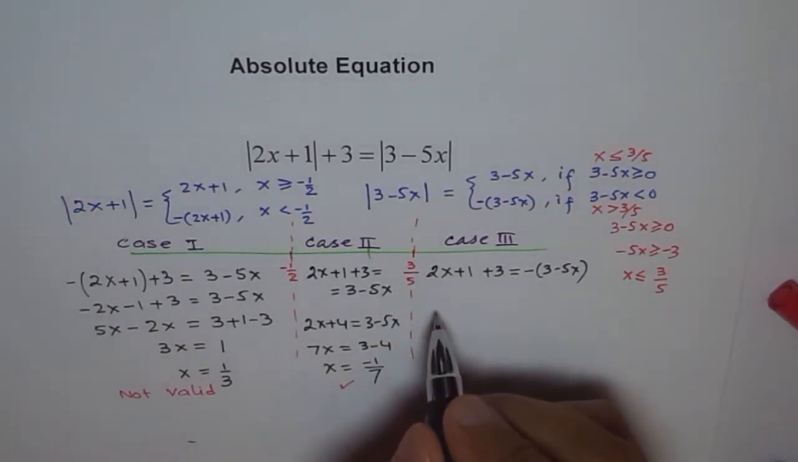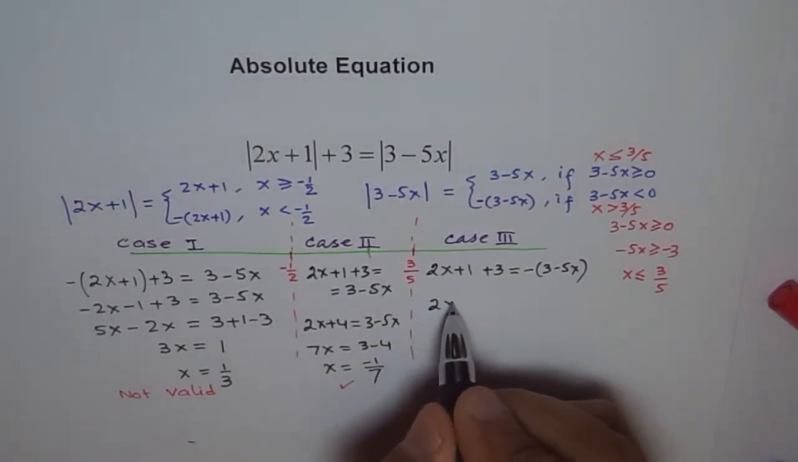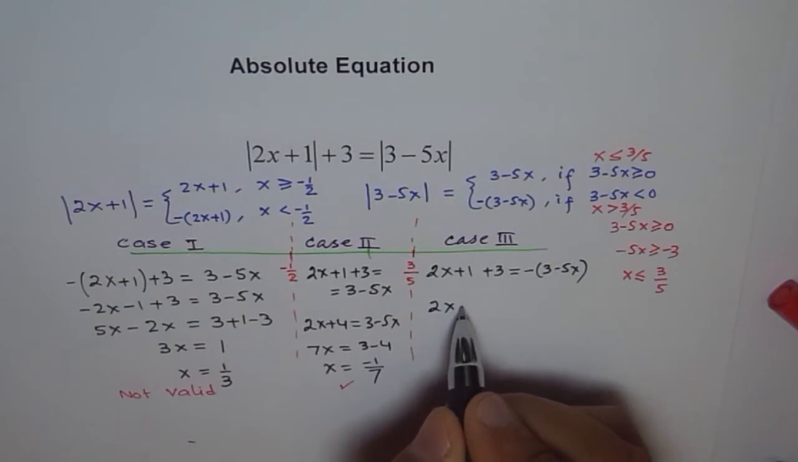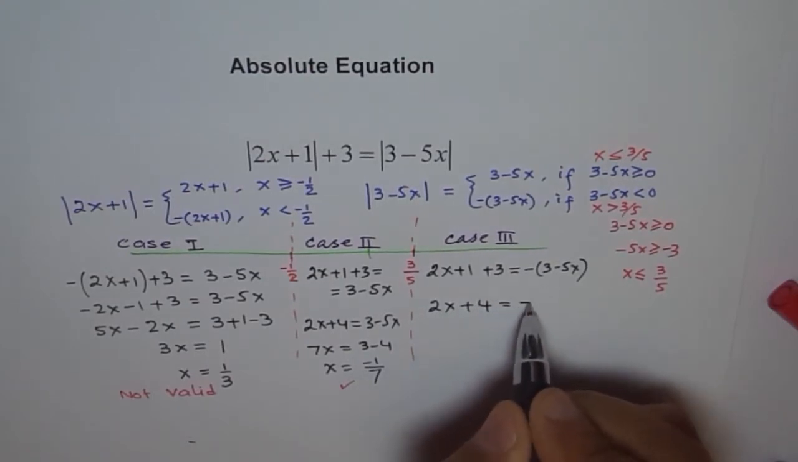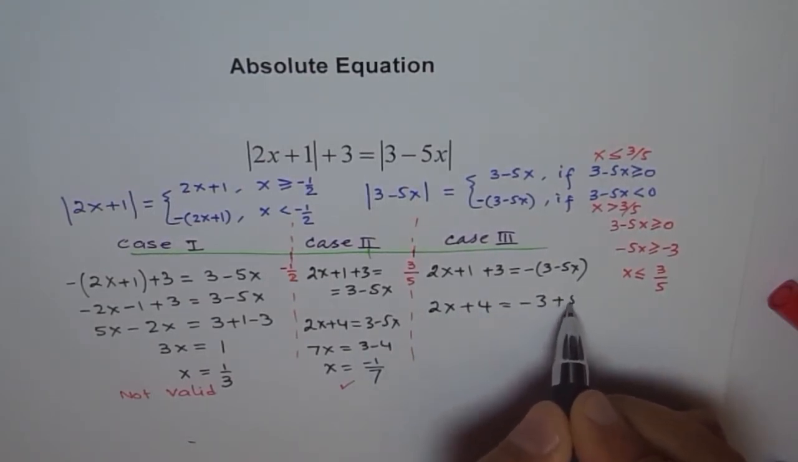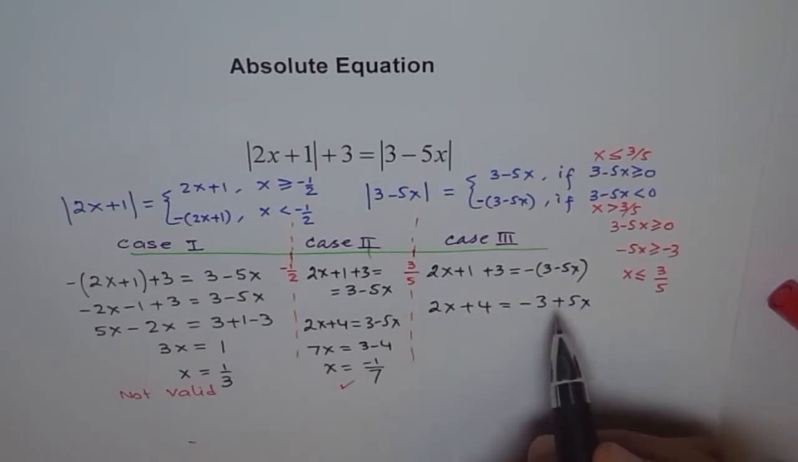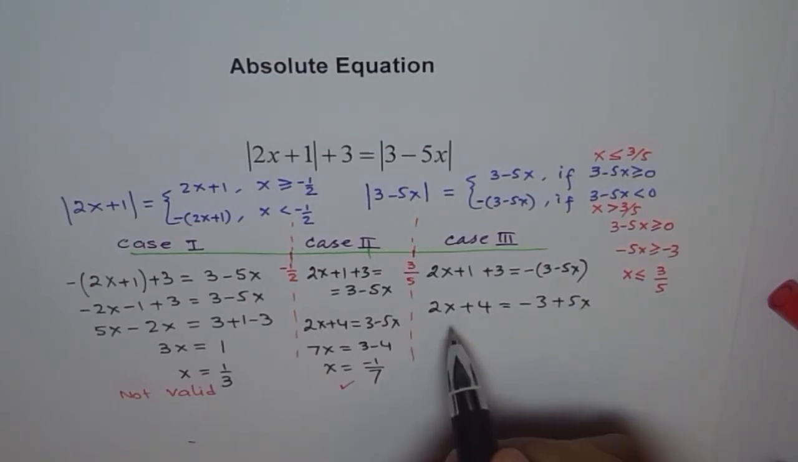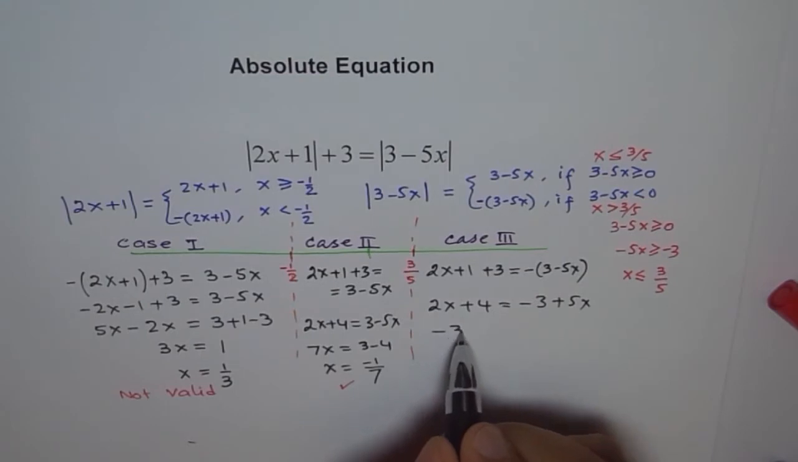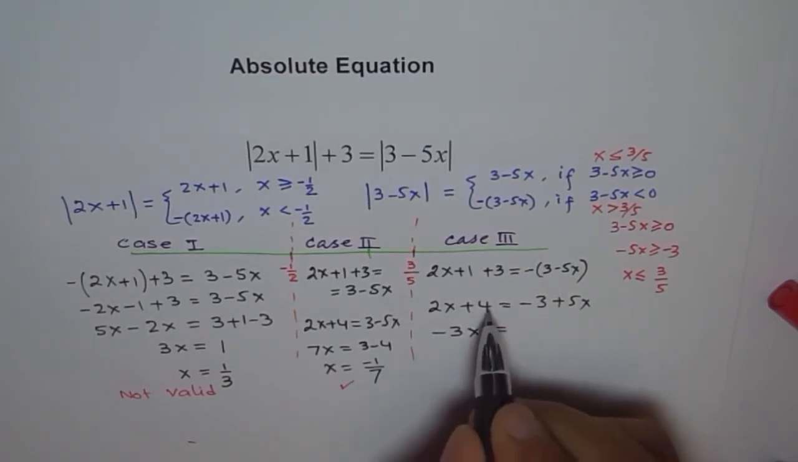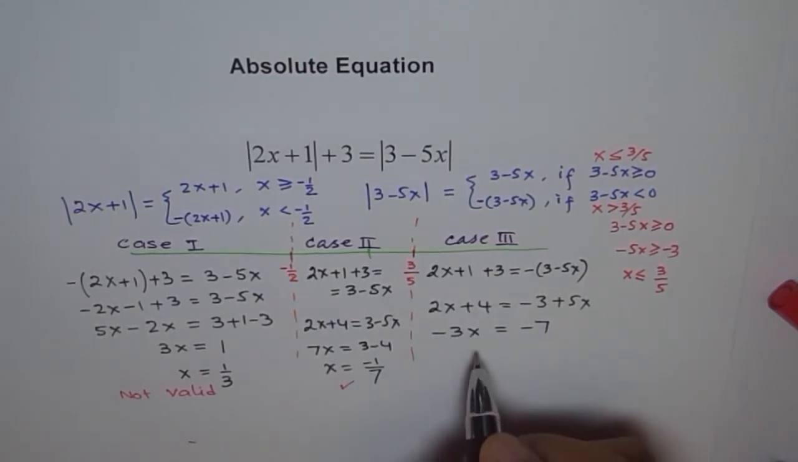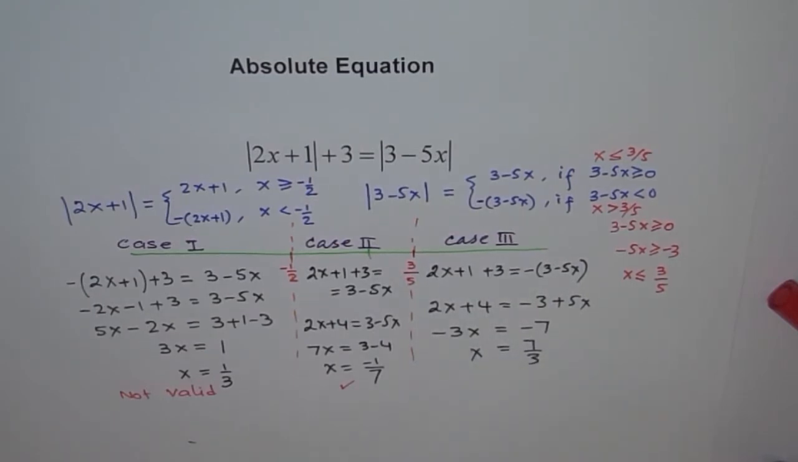Case 3 gives us a solution like 2x, 1 plus 3 is 4, right? Equals minus 3 plus 5x. Now, when I bring this 5x here, then it becomes minus 3x equals minus 3 minus 4, which is minus 7, and when we divide by minus 3, we get 7 over 3.